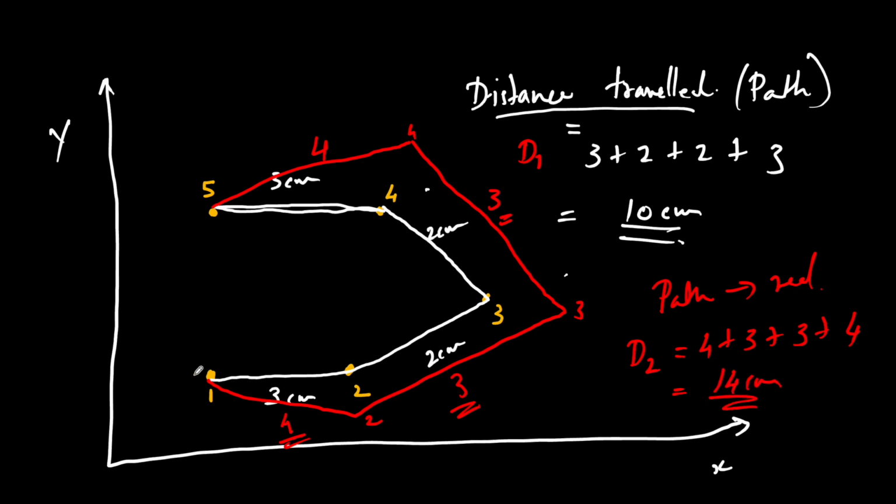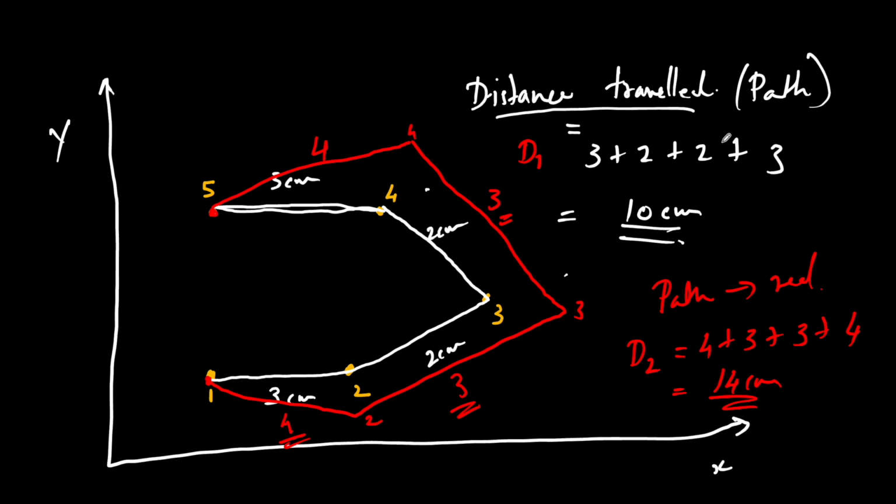Even though they moved from the same point. It's like, say, these are two guys. Suppose you take two of your friends in your classroom. They both started from the same point and they both finished at the same point. But who traveled more distance? The red color guy traveled more distance. So that is about distance.